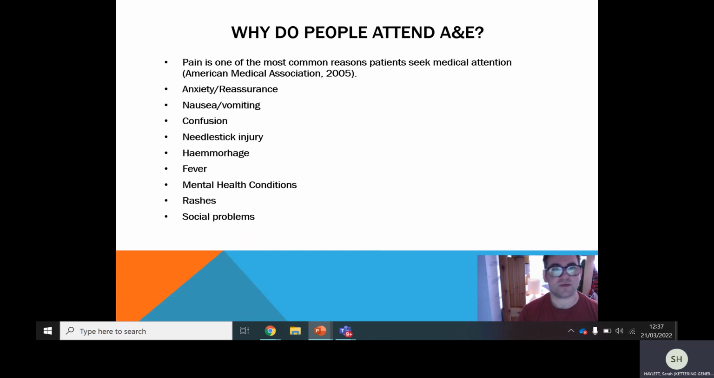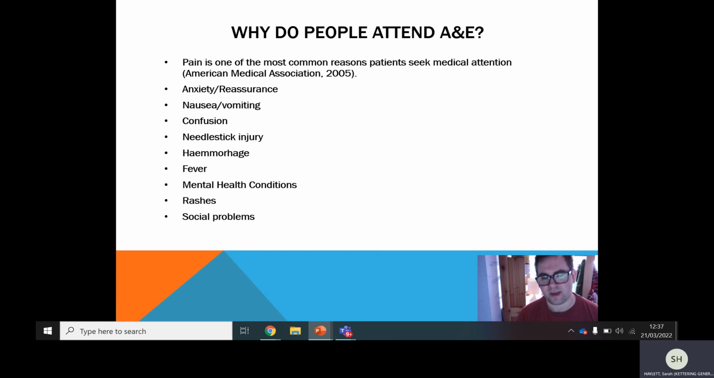So pain is one of the most common reasons patients seek medical attention. I cannot stress enough that if we deal with that pain quickly, then their experience of A&E is going to be 10 times more efficient and more calm and more polite and less stressful than anything I can tell you throughout this whole lecture.